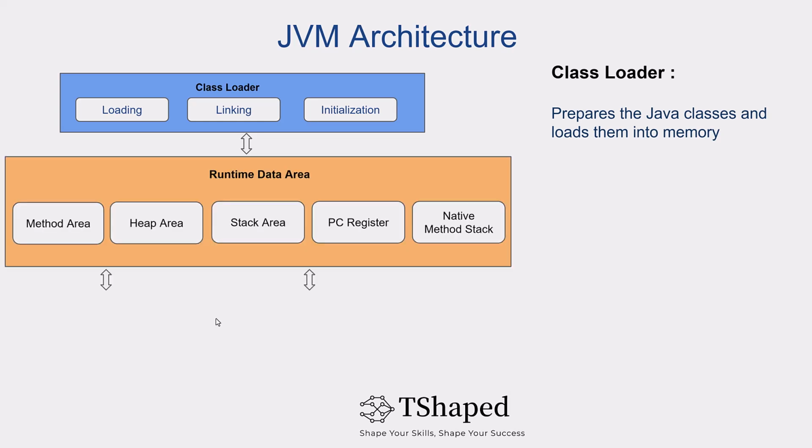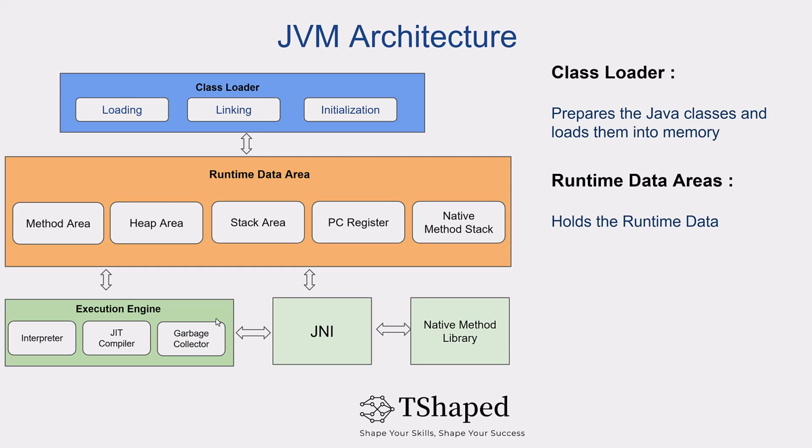The next major component is the runtime data area, which includes the method area, heap area, stack area, PC register and native method stack. Earlier in our series, we have understood the heap area and the stack area. So basically it holds the runtime data. If you have already watched my videos on the heap area and stack area, you might know. If not, in this video also I would like to clarify the same. And one more major component in the entire JVM architecture is the execution engine, which has the interpreter and the just-in-time compiler, which executes the Java program.